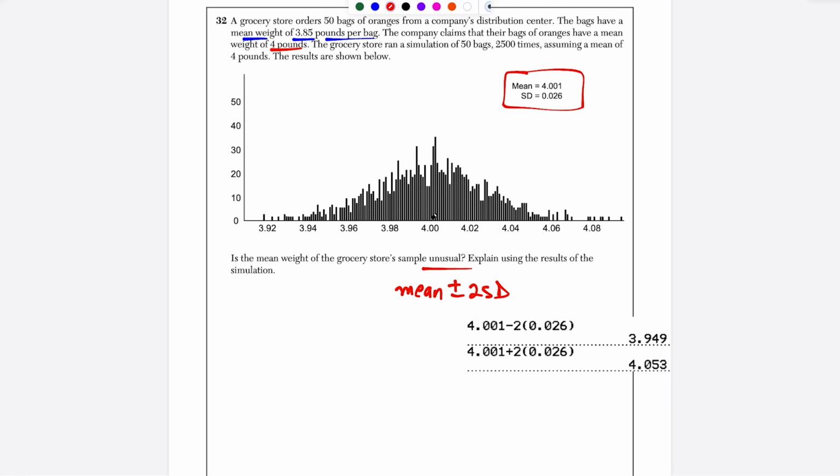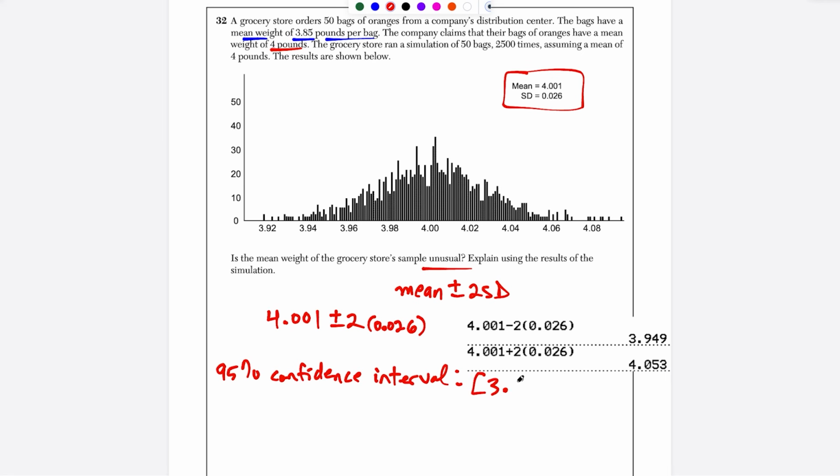So now I'll just record the results here. We're doing 4.001, plus or minus 2 standard deviations, and the standard deviation was 0.026. And what this tells us is that our 95% confidence interval, and we're just going to use the values that we had in the calculator, the small value here, the beginning of our interval, is going to be 3.949, and the end of the interval is going to be 4.053.